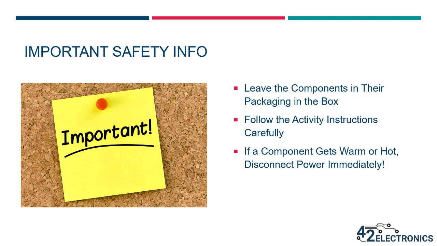Next, follow the instructions for each activity very carefully. Placing a component in the wrong place or backwards, for example, can permanently damage the component, the other components in the circuit, the breadboard, and even potentially the Raspberry Pi. If you're working on a circuit and something is getting warm or hot, immediately remove the power. There are a few reasons the components may have been getting warm, but you'll sort that out later. The immediate concern is to remove power before permanent damage is done to the components or the Raspberry Pi.